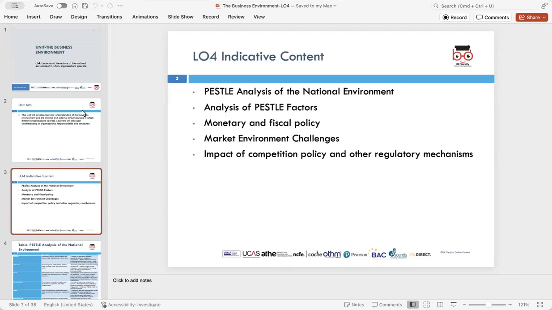Indicative contents: PESTLE analysis of the national environment, analysis of PESTLE factors, monetary and fiscal policy, market environment challenges, impact of competition policy and other regulatory mechanisms.